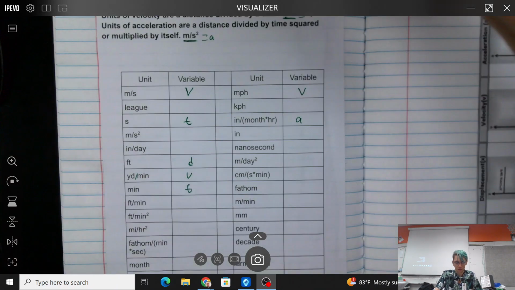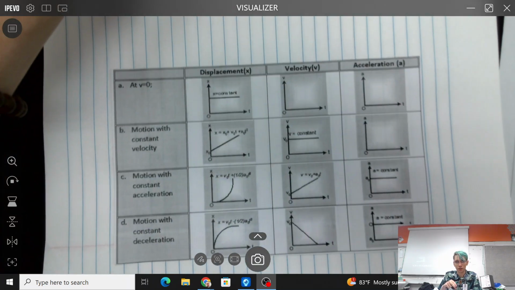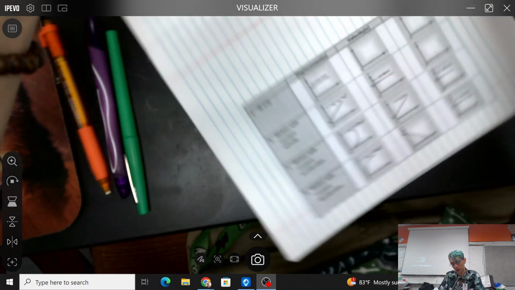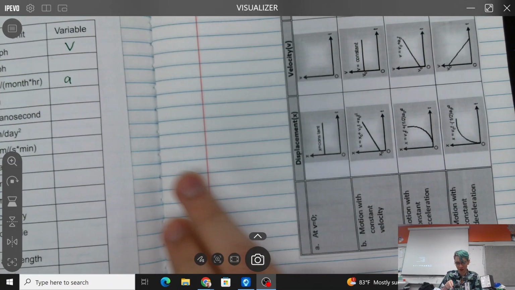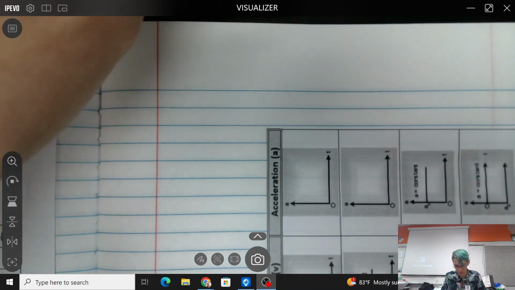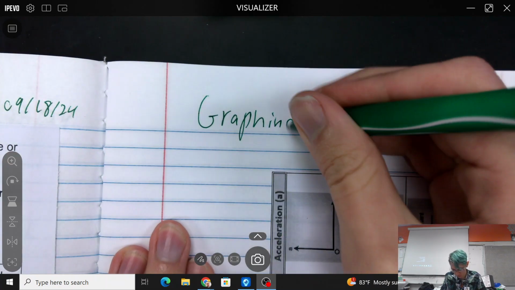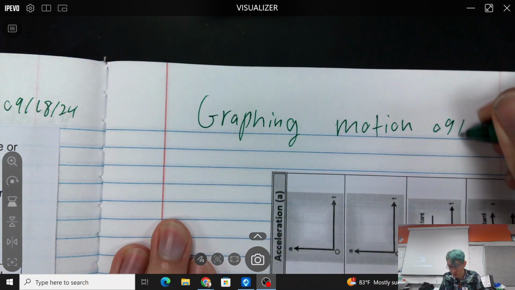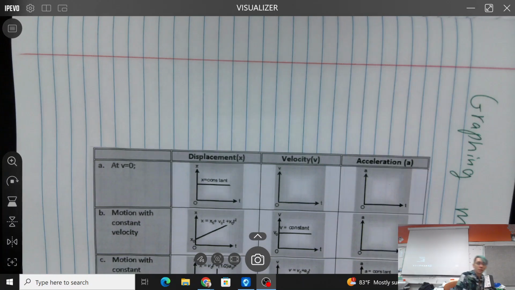So, next thing we have is just our graphs and just graphing motion. On the side up here, I'm going to go ahead and write the title right up here. And this is just graphing motion. And then same date.